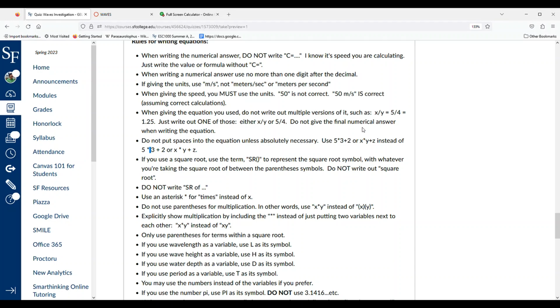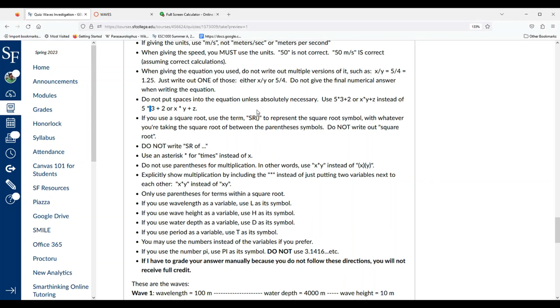Why am I doing that? Well, imagine that I allowed you to write it either way. That would mean that with all the different ways of writing this, I would have twice as many answers in the key if you put spaces in. So don't put spaces in there. We don't have a square root symbol in Canvas. So when you're taking a square root of something, write it out this way: sqrt and then parentheses, and put whatever you're getting the square root of between the parentheses. Don't write SR of, just write it this way. Okay.